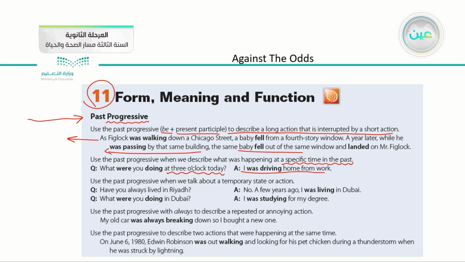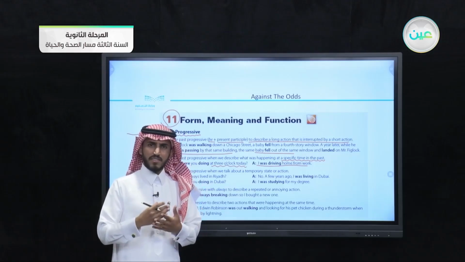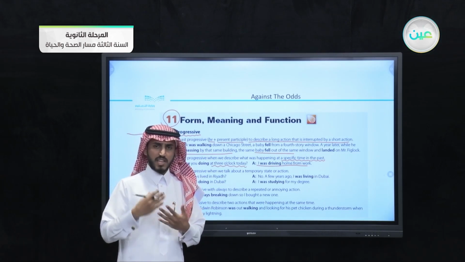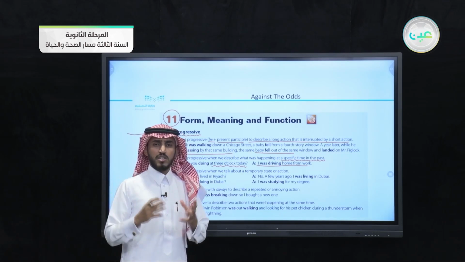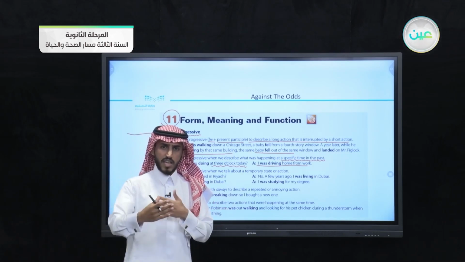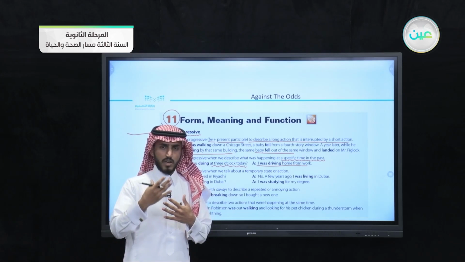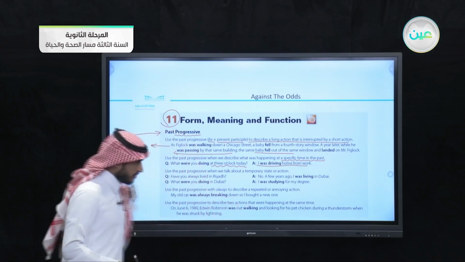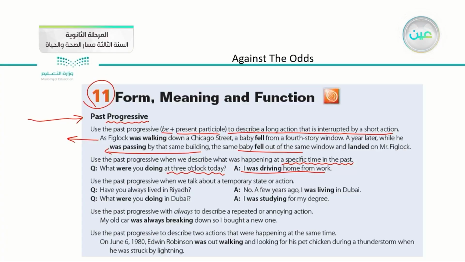The third situation is that we use the past progressive when we talk about a temporary state or action. If we talk about something that is not permanent, something that was going on or happened for a short time and ended, something that didn't stay happening for a long time, this is called temporary. It is ending at a certain time or shortly. This is called a temporary state.